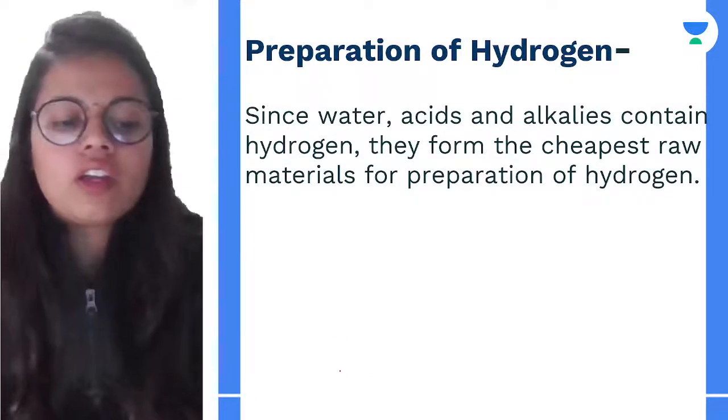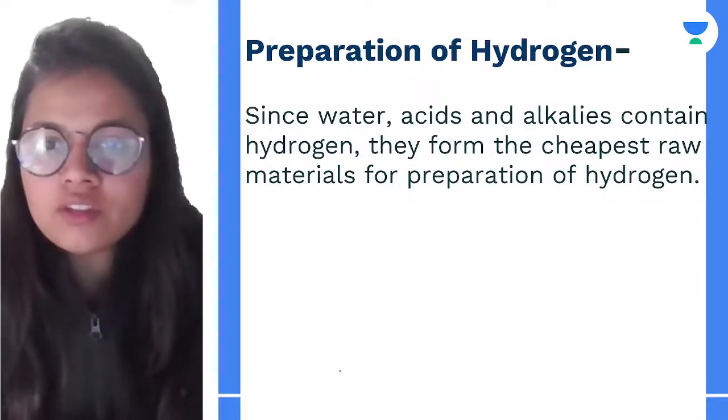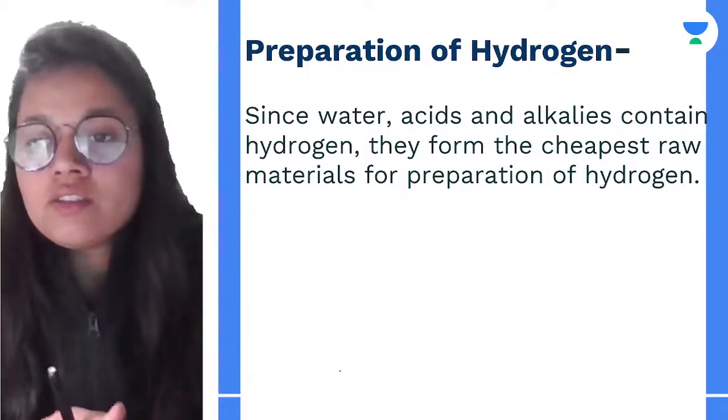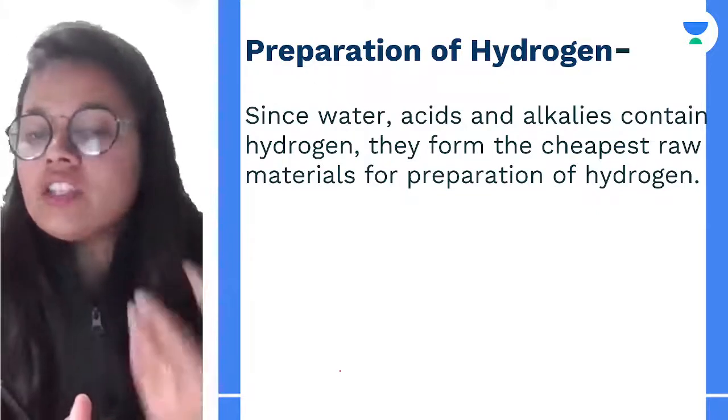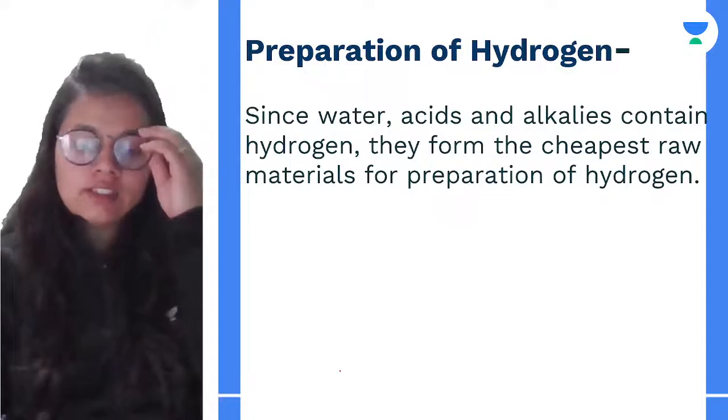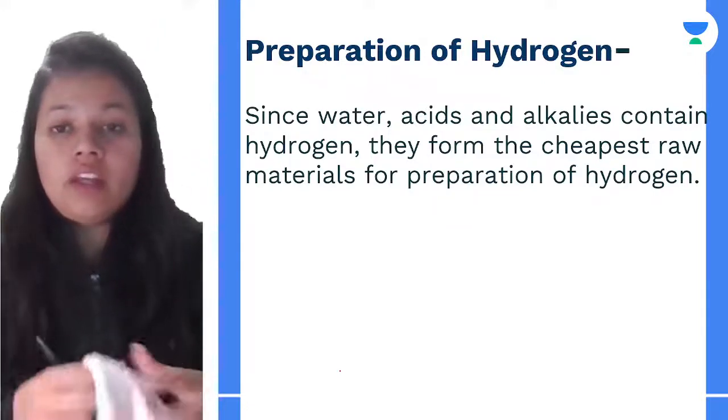Now talking about the preparation of hydrogen. Hydrogen is present in water, alkalis and acids. These are our cheapest raw materials for the preparation of hydrogen. Now let us see how we prepare hydrogen.